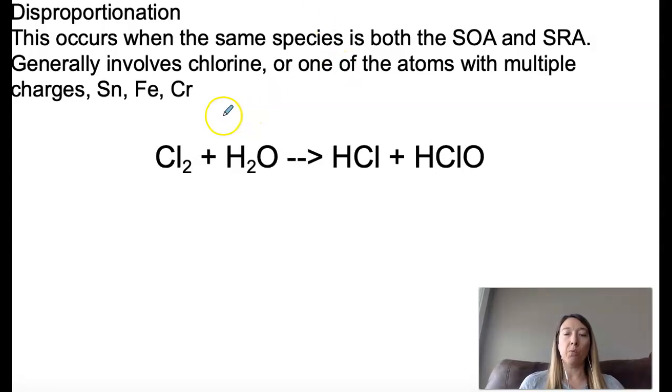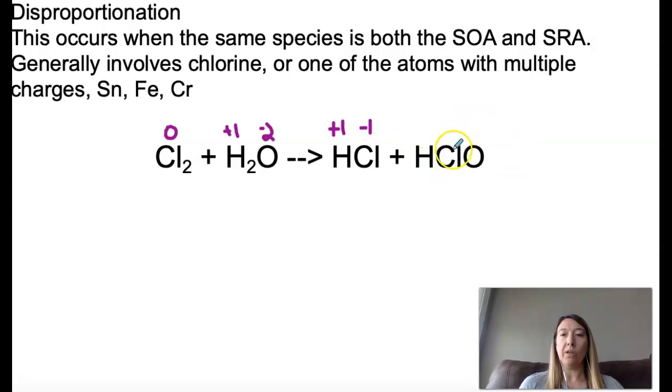Generally how I'm going to recognize disproportionation is if I were to assign oxidation numbers. If I look at this, I have chlorine, Cl2, the elemental form, so it has an oxidation number of 0. Then I have water. I know that the oxygen is -2, and the hydrogen is +1. Then we have HCl. In here, the hydrogen is +1, so by default the chlorine has to be -1.